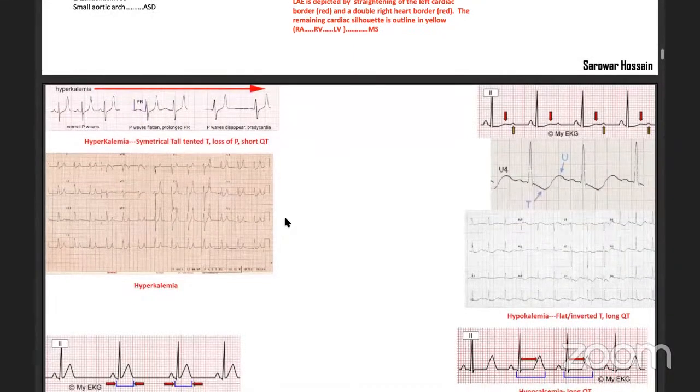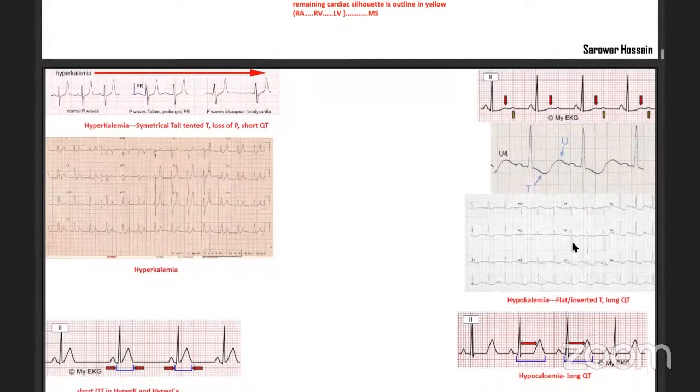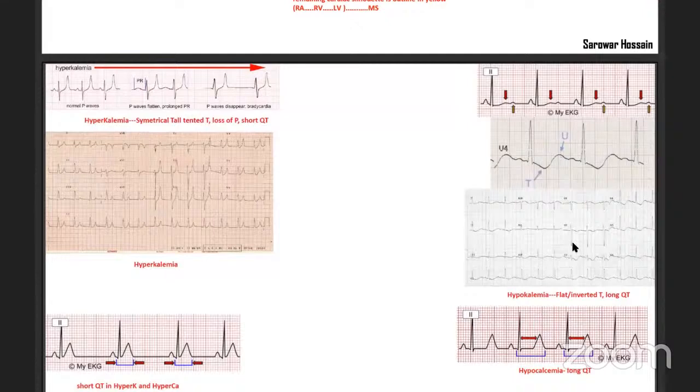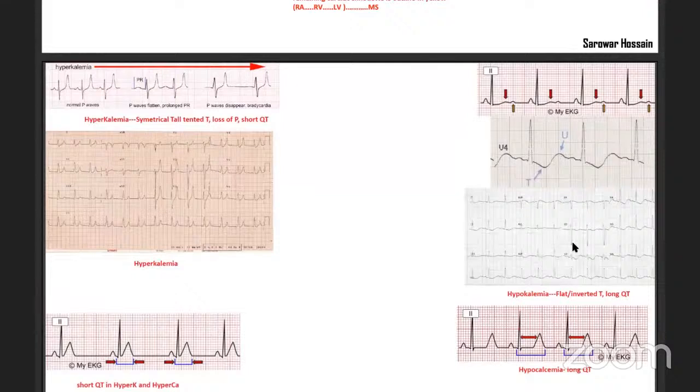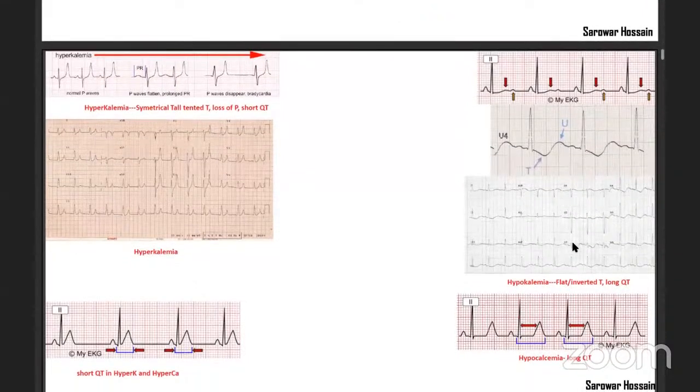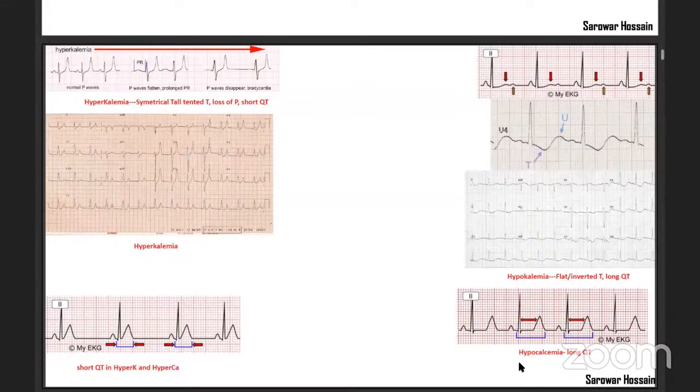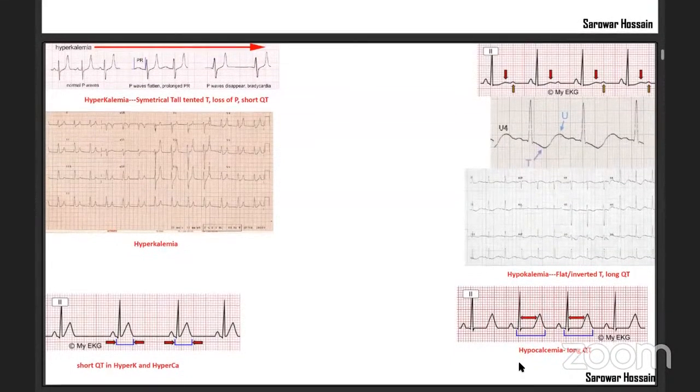Next one, we'll go this side. This is a U wave is there. Basically hypokalemia. This is also T wave inversion. It's U wave, hypokalemia. Okay. So all three are hypokalemia only. So hypocalcemia, last one long QT. Hopefully they'll mention the QT interval. Then some scenario of short QT they mentioned, hypercalcemia and hyperkalemia.